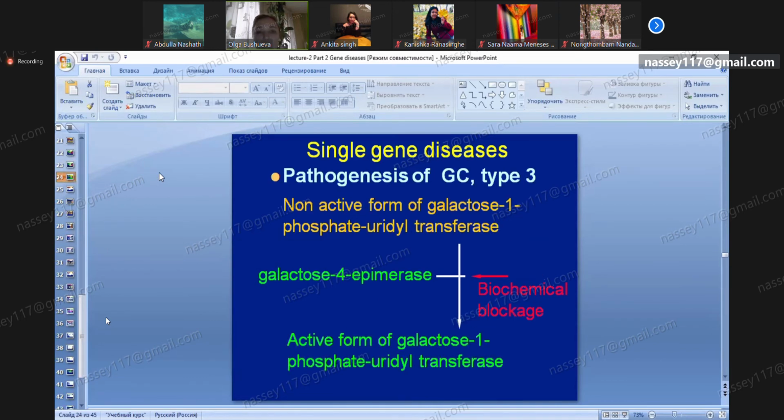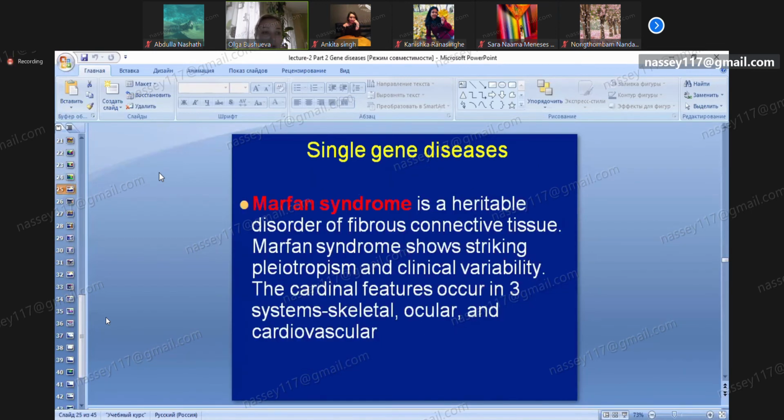Third type of galactosemia is associated with mutation in the gene encoding galactose 4 epimerase. This enzyme is involved in transformation of the non-active form of galactose 1-phosphate uridyl transferase to the active form of galactose 1-phosphate uridyl transferase.